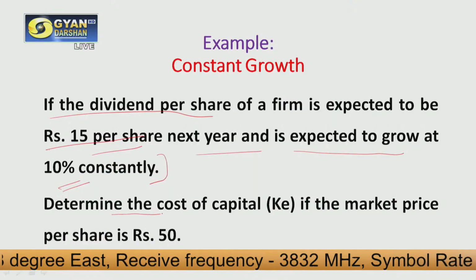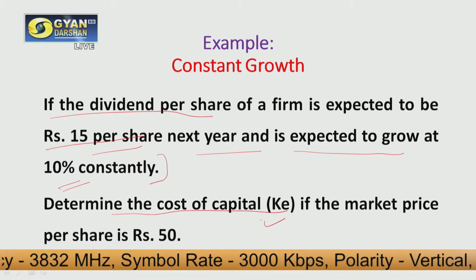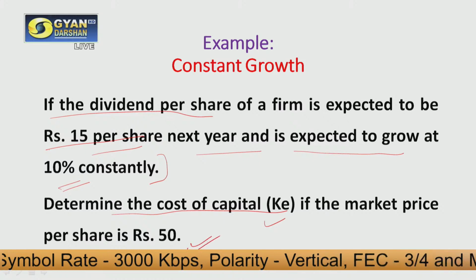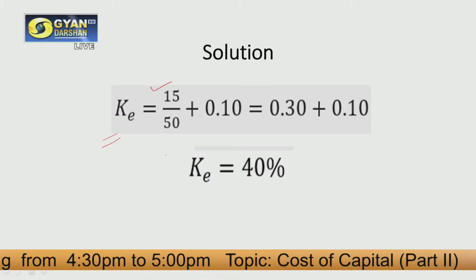Now this statement clearly shows that this is the case of our constant growth model, when dividend is declared and it is growing at the constant rate of 10%. We just need to determine the cost of equity here, if the market price of the share is rupees 50. So the value of the share is also given to us in this case. Now let us see how we can solve this question and calculate the cost of equity in this case. So we will use our formula, wherein our KE can be calculated by dividing 15 by 50.